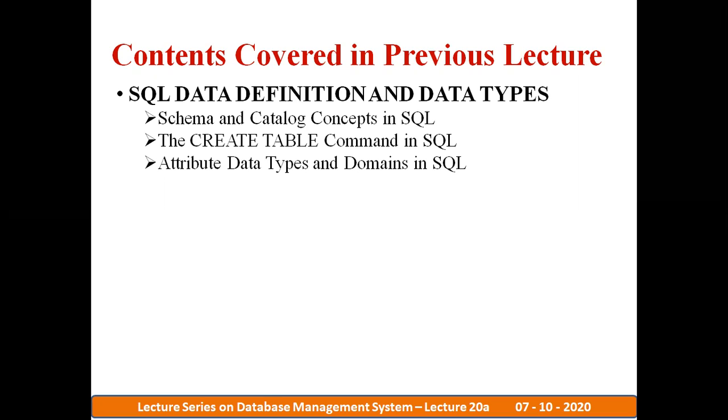In the create table command, within the parentheses we need to specify the attribute names, then the data types, and optional constraints we can define. And the third one, we discussed the attribute data types and the domains in SQL. In the case of data types of the DBMS, we discussed numeric, date and time, then storing bit strings and character strings, and we also discussed Boolean values. These are the data types we discussed in the previous video.